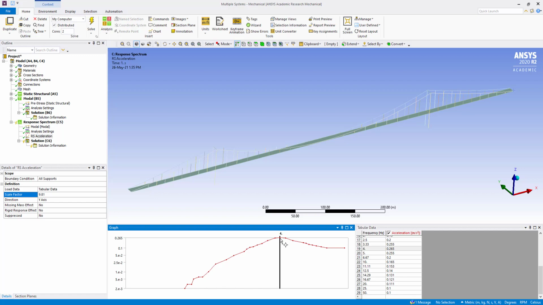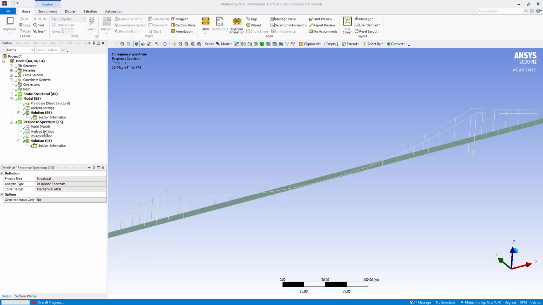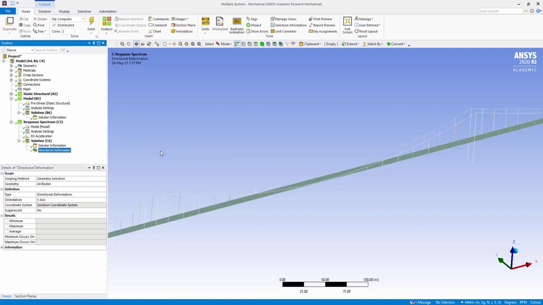So finally, we are going to solve this response spectrum. After solving, we can insert the results items of our choice. So it has been solved. We can insert here total, and we can insert directional deformation in the Y direction.